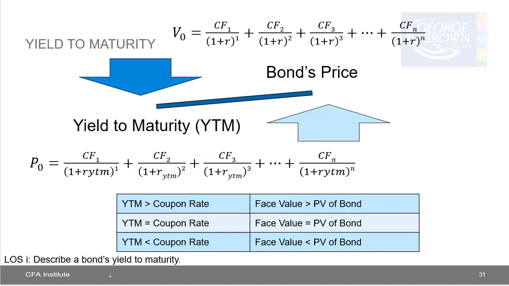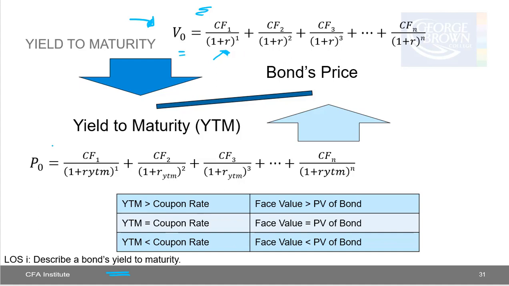So now we're moving on to learning outcome statement I, which is describe a bond's yield to maturity, okay? The discount rate that equates the present value of the bond's promised cash flows to its market price is the bond's yield to maturity, or yield. We can see in the previous slide, we calculated the price of the bond using discounted cash flow, by summing up the present value of all the future cash flows, and we used a discount rate which was equal to the market rate of interest.